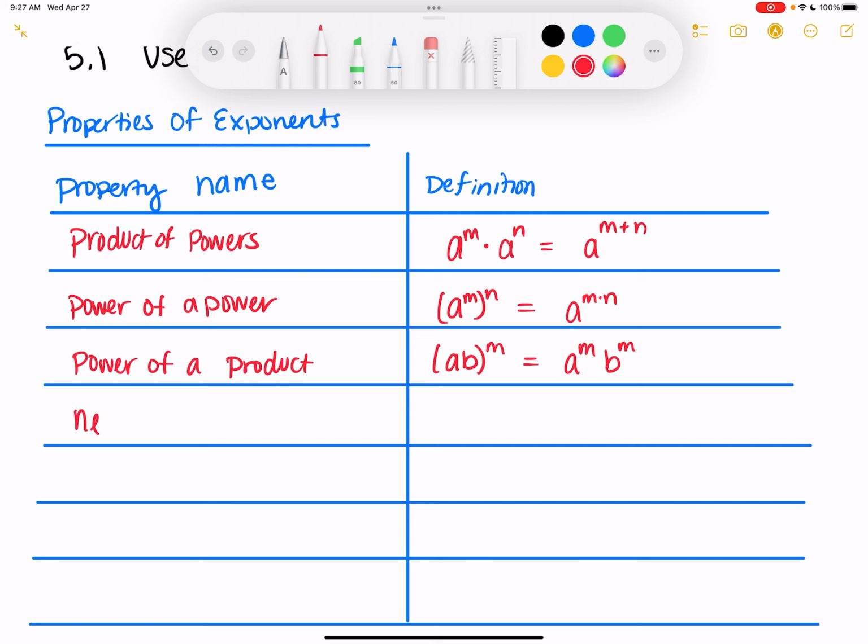Next we have negative exponent. Okay, we don't like negative exponents. A to the minus m is equal to 1 over a to the m, given that a is not equal to 0, because obviously you can't divide by 0.